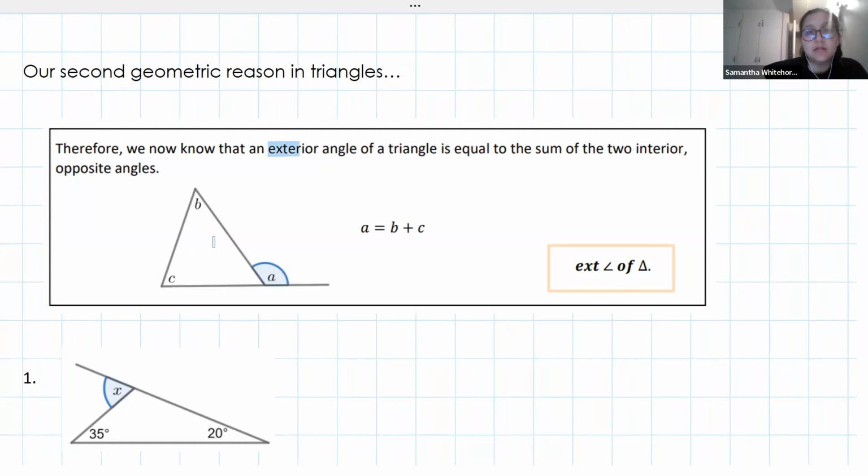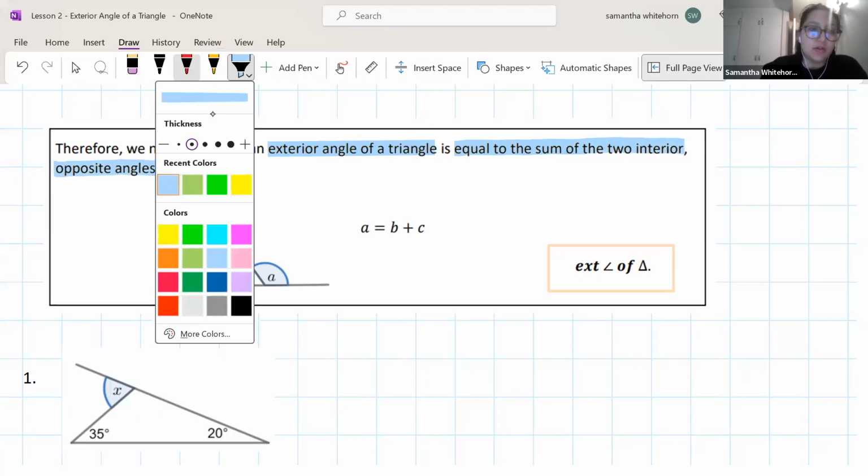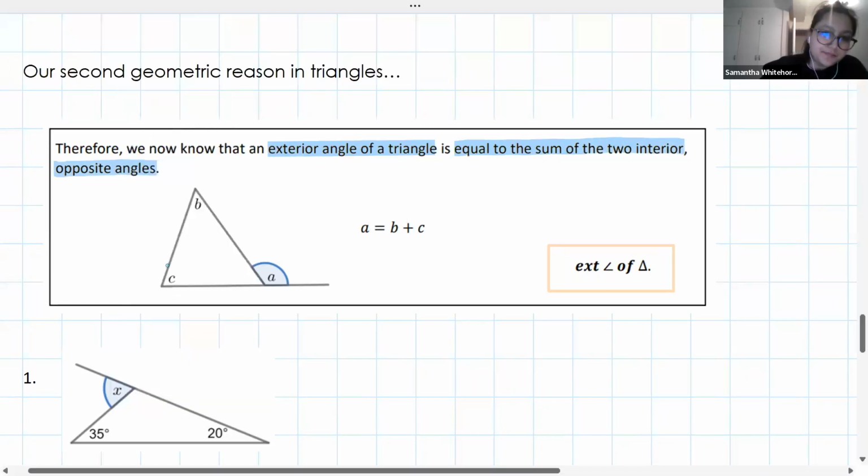So exterior angle basically means that when we've got an angle outside of our triangle, that's what exterior means, that angle is equal to the sum of the two interior opposite angles. So this is why I'm saying it's a lot of words. Essentially, what that means is as follows.